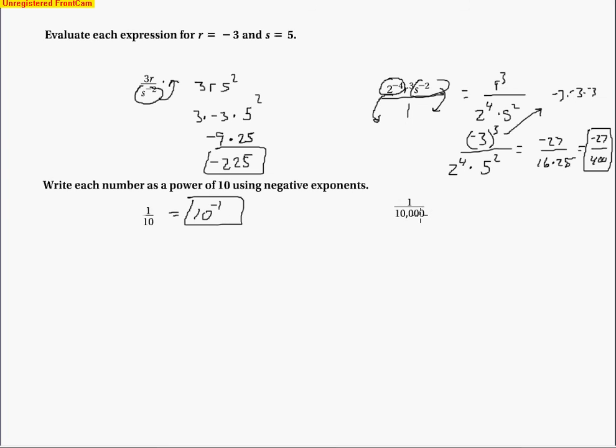Well, 1 over 10 to the fourth power makes 10,000. And so the rule with powers of 10 is the number of zeros you see, 1, 2, 3, 4 zeros, that's the exponent that you're going to have on 10 to make that value. Well, if I wanted to write this with negative exponents, then I'd write 10 to the negative fourth power, and that would be my answer.